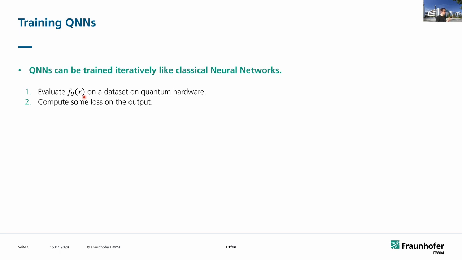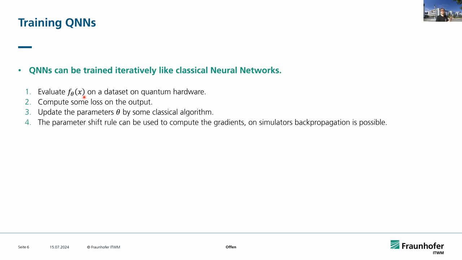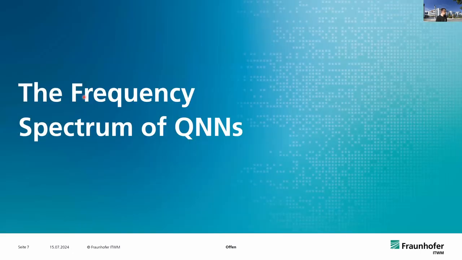Okay, then you just do classical machine learning. You compute some loss on this output, and then you use a classical algorithm to update the parameters theta, so the weights. To update these parameters, you typically want to apply some gradient descent or something familiar. If you use real quantum hardware, you could use the parameter shift rule to compute gradients. On simulators, it's even better. You have access to the Hilbert space, and then you can use backpropagation and so on, because you have access to the Hilbert space. With that, you can compute the gradients, and then you can do gradient descent like classical neural networks. And that is how you train quantum neural networks. Okay, so that was roughly the definition.